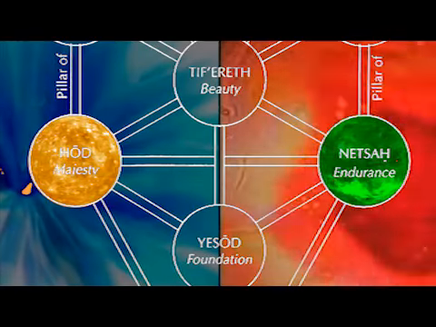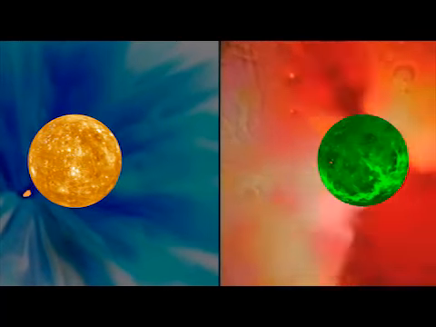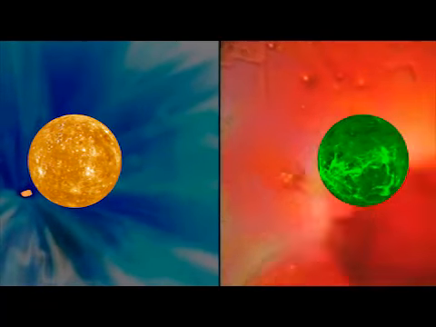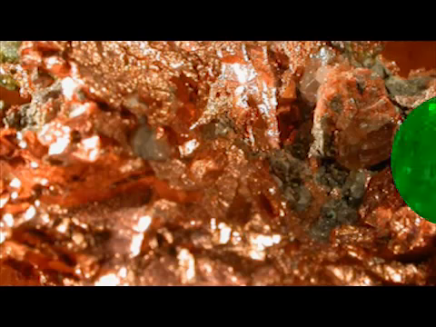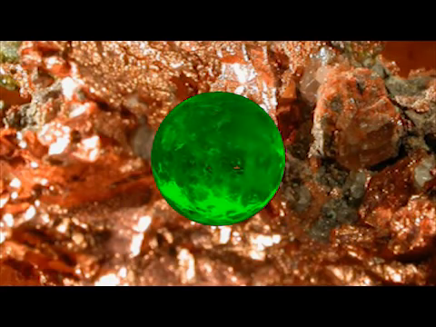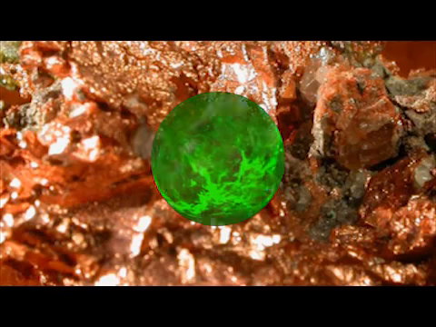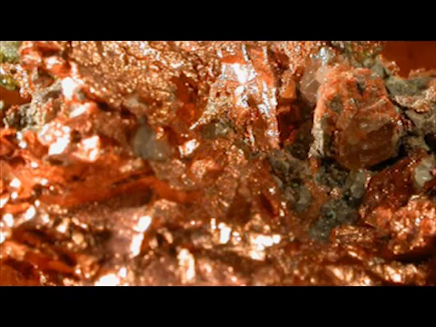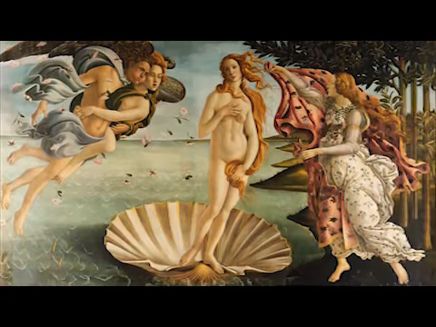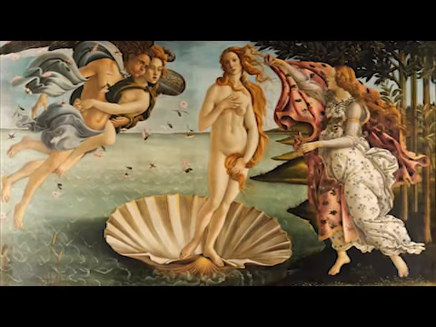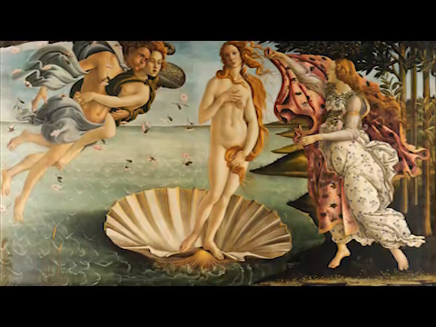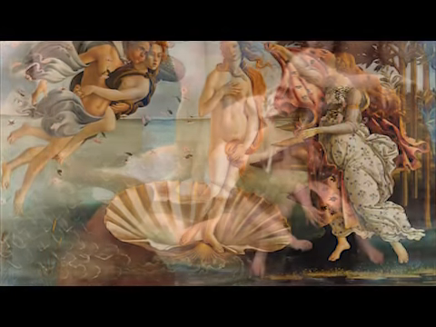Netsah can be viewed as the urge to dominate. Hod, on the other hand, is the urge to be dominated. It is embodied by the planet Venus, and its base metal is copper. Netsah is connected to the Greek goddess Aphrodite, who is also referred to as Lady Cytherea or Lady Cyprus.